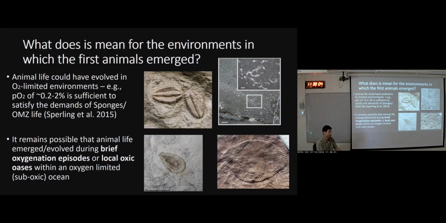Another possibility that we can't rule out is, yes, maybe animal life emerged in oceans that were more oxic. But if they were more oxic, it happened over very short intervals, right? Or very local oxygenation, like oxygen oases, that did not register in all of the redox-sensitive proxies I just showed you. This is also a possibility.